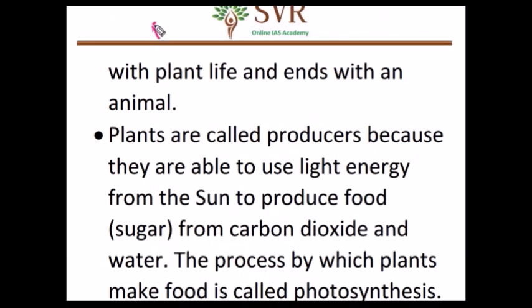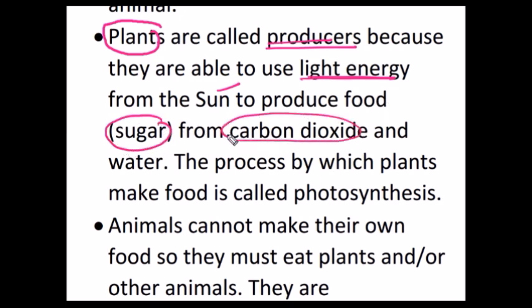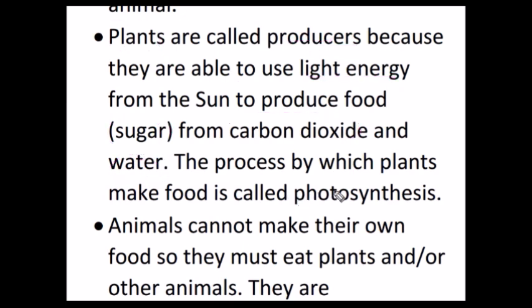Another important point is that food chain always starts with plant life and always ends with animal life. In the food chain, plants are called producers because plants use the light energy from the sun and produce their food called sugar by using carbon dioxide and water. This process is called photosynthesis, by using the structure called chlorophyll that we already discussed in our earlier video lecture.